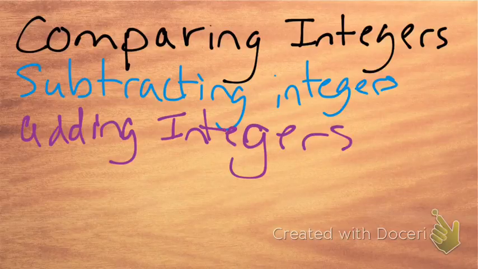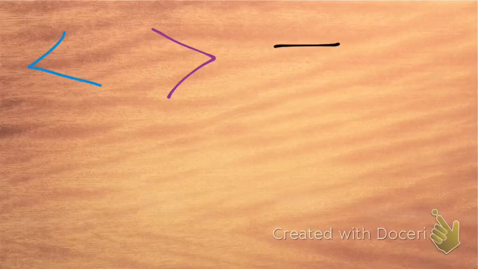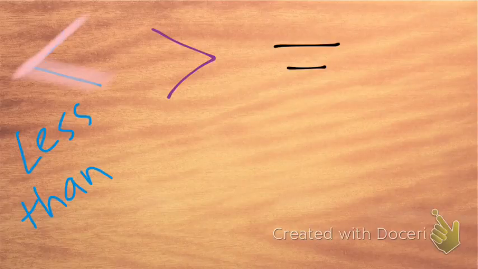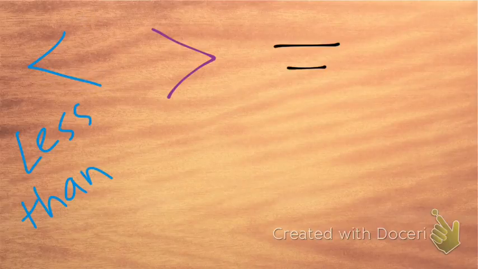So, comparing, subtracting, and adding. I'm going to do comparing integers first. Whenever we compare integers, just numbers in general, we use 3 different symbols. We have this symbol, we have this symbol, and we have this symbol. This first one here is known as less than. The reason why I know it's less than is because it kind of looks like an L. I'm going to get rid of all that. Doesn't look good. But yeah, it looks like an L, so it's less than.